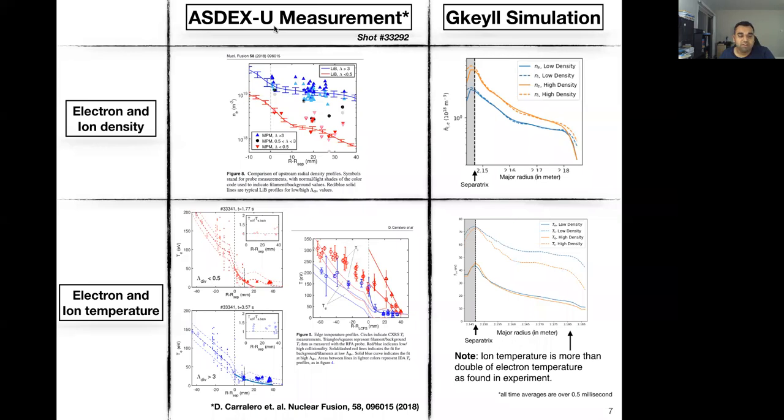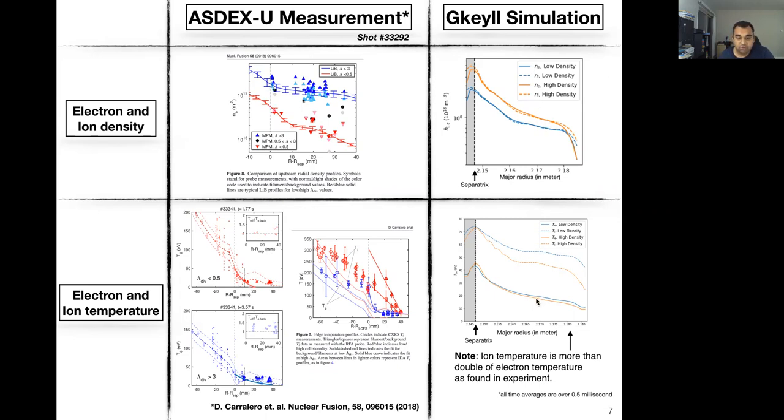And here we provide the comparison of our Jekyll simulation data with the experimental results measured, both for electron and ion density, electron and ion temperature. As I said, these numbers are taken from experiments. Only this one number from here and one number from here at the separatrix location, for both density and temperature, for both electron and ion species. And then these profiles are self-generated.